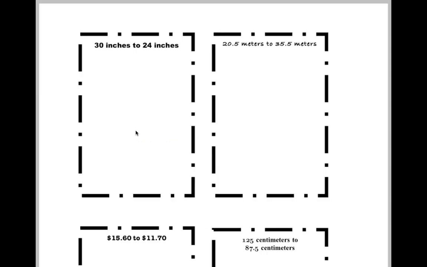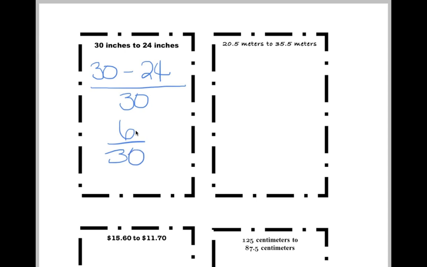Let's say we have 30 inches, and we change that to 24 inches. What's going on here? Does it sound like a percent of increase or a percent of decrease? To me, it seems like it's going down, so it's a percent of decrease. We put the amount of the decrease, the original minus the new. So 30 minus 24 over the original amount, which is 30, and then we get 6 over 30.